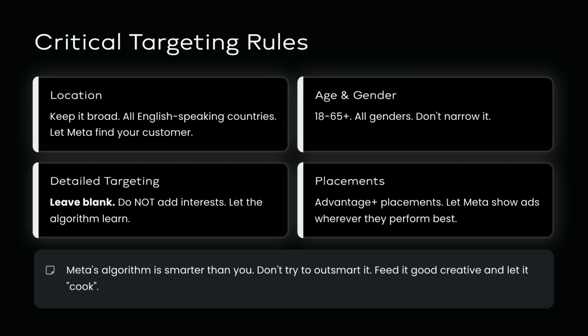For the targeting, just keep it simple. This is what most people get wrong about ads. They think they need to be targeting experts. They spend hours trying to figure out the perfect interest targeting, the perfect age range, the perfect income bracket. Stop. The magic of Meta's algorithm, Facebook and Instagram, is that it's smarter than you. Your targeting should be broad, all English-speaking countries, all genders, ages 18 to 65. No detailed interest. Your job is not to find the customer. Your job is to feed the algorithm good creative and let it find the customer for you.